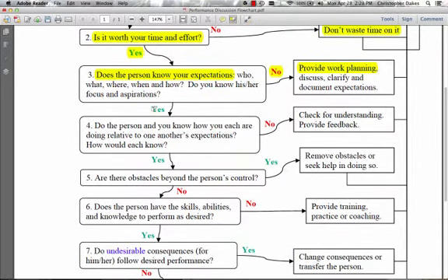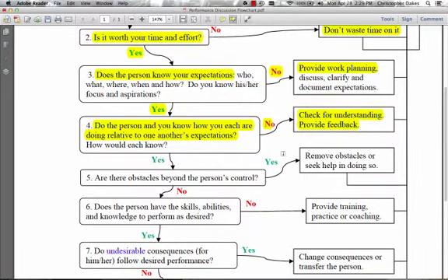If you determine that the person does know their expectations, and your answer to this question is yes, then you've got to ask yourself the question, does the person and do you know how each of you are doing relative to each other's expectations? You may be talking about different types of expectations, and they may believe that they're meeting their expectations and you see that they're not. So there's a mismatch in what's going on here. So if the answer is no, that you don't know how they're doing relative to expectations, then you've got to check for understanding and find some ways to provide them feedback.